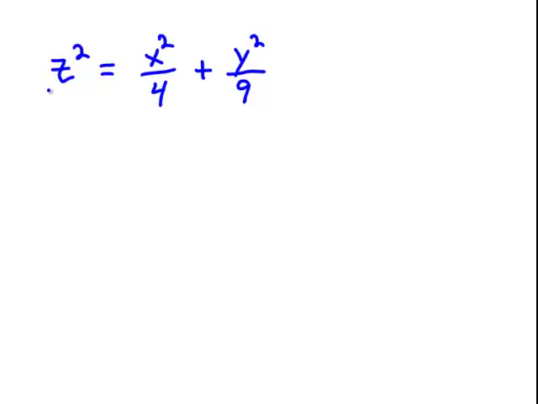Okay, we're going to graph z squared equals x squared divided by 4 plus y squared divided by 9. This graphs to be a cone. I recognize it because it's in standard form. This equation is in standard form.